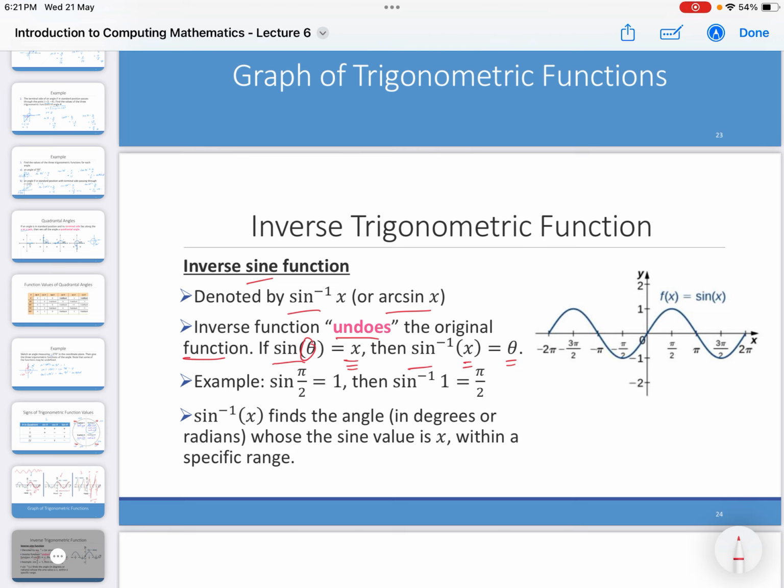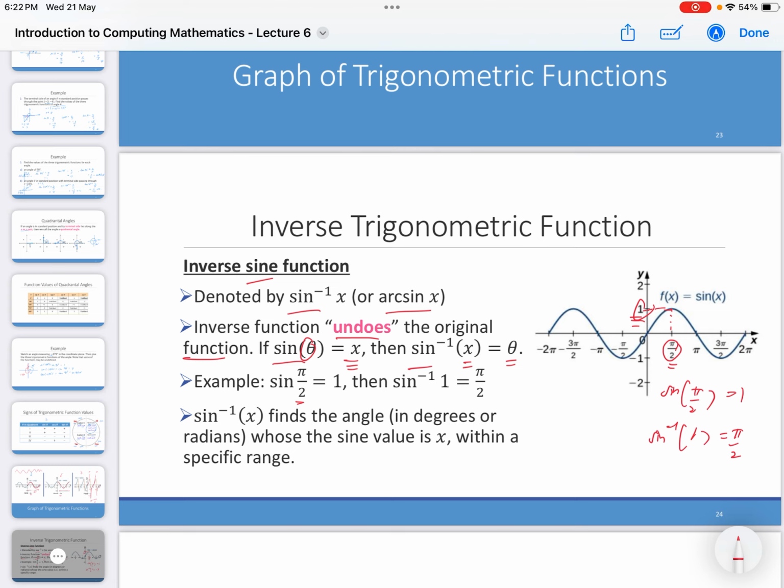Let's say over here theta is pi over 2. We want to find, for example, sine pi over 2. Sine pi over 2 gives the function equal to 1. So the sine inverse of 1, basically we want to find the angle which will give the value of 1. From here we get pi over 2.